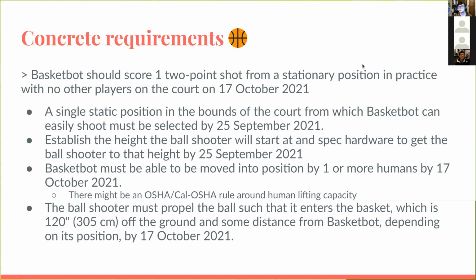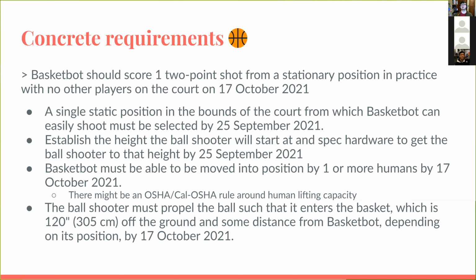We need to choose what that stationary position is. So first requirement: a single static position in the bounds of the court from which basketbot can easily shoot must be selected by 25 September 2021. All right, so it's very specific language, almost lawyery, which is good. You don't want any ambiguity in what this can be interpreted as, so that you can hand this off to somebody who owns it and they can just go nuts. And as long as they're staying within bounds of the requirement, everybody will be happy.